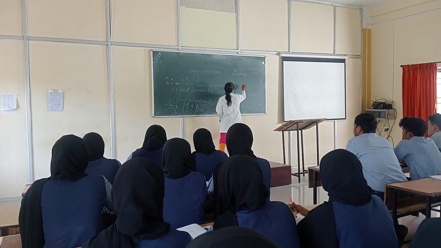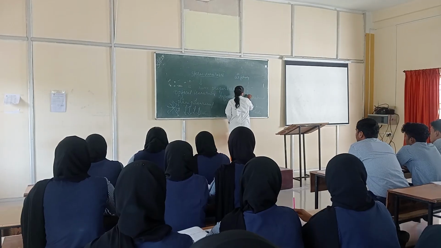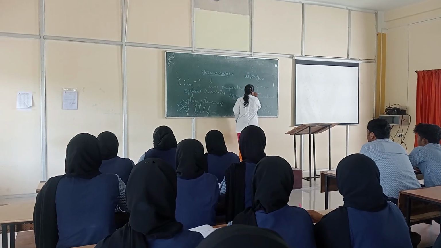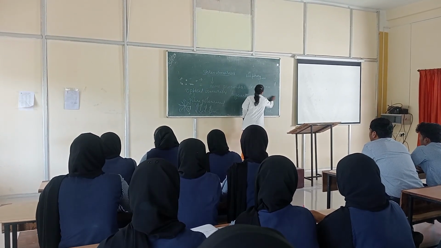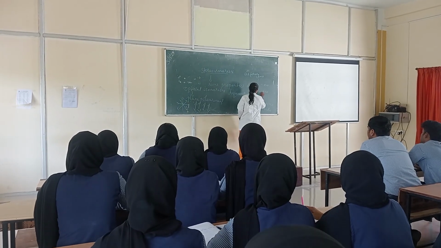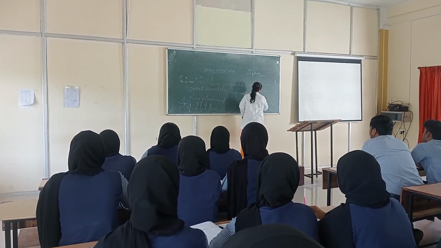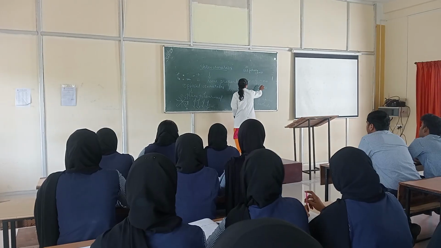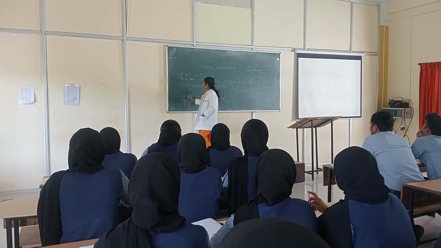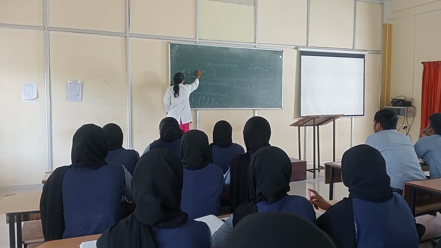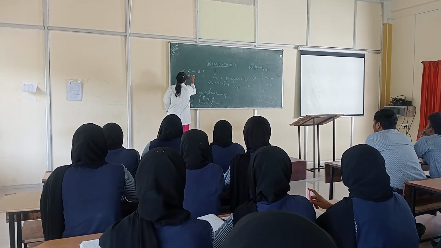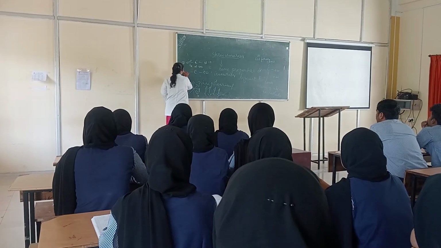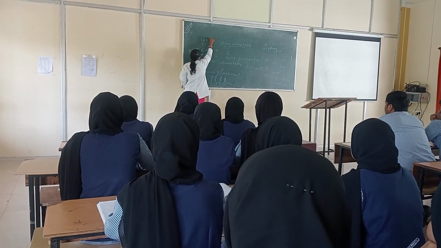See, for example, lactic acid, which has COOH, OH, H. We can take tartaric acid also. So this is the cis form. Trans form means the hydrogen and hydroxyl group come on the opposite side. This is the trans form.